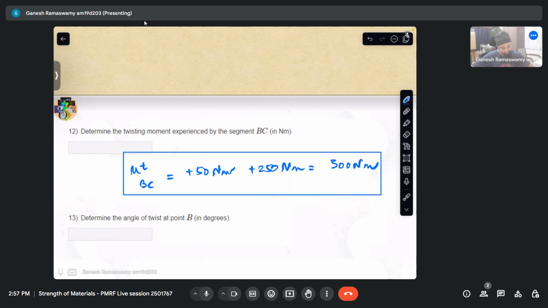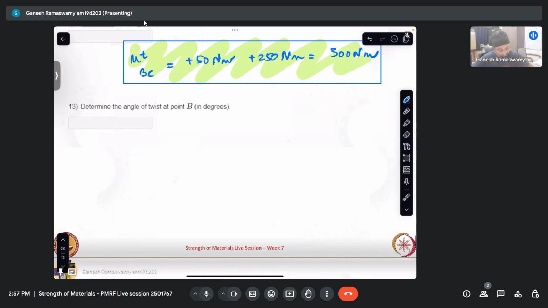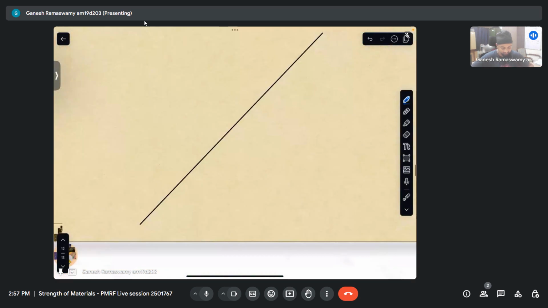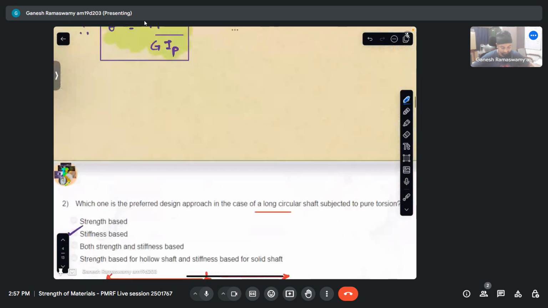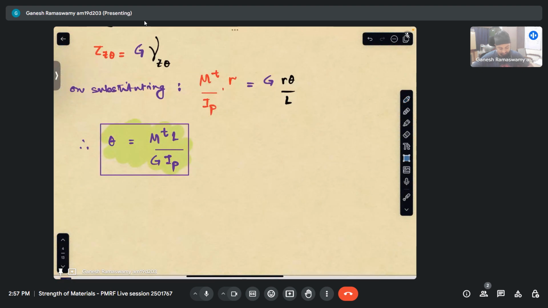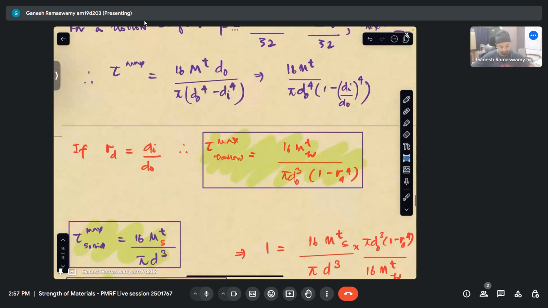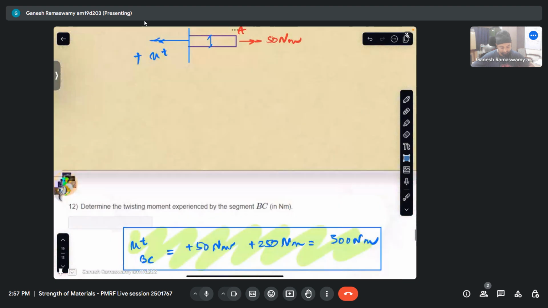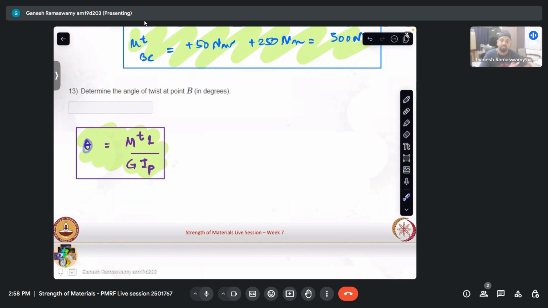All right. Determine the angle of twist at point B. So we have derived the expression for angle of twist. Let me just refer back to that. Yeah, so this is my angle of twist. It is to be noted that this angle of twist is between two points. We select one as the reference and we see the other and see how much it has moved.